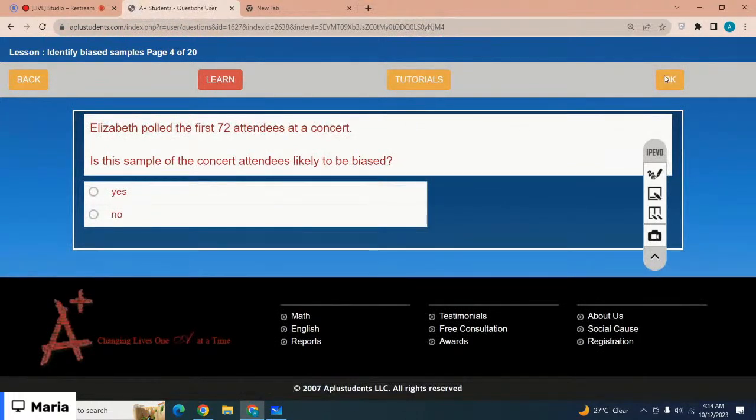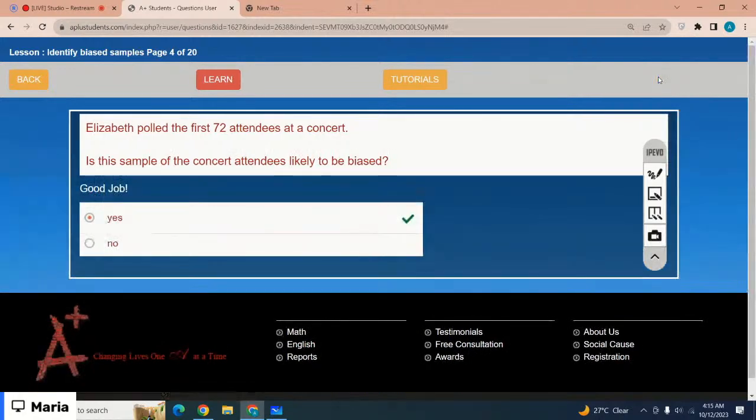Okay, the next one is Elizabeth polled the first 72 attendees at a concert. Is this sample of the concert attendees likely to be biased? Which is the correct option? Yes, because maybe the first attendees might not be similar to the other attendees, right? So it is likely to be a biased sample. The correct option is yes.